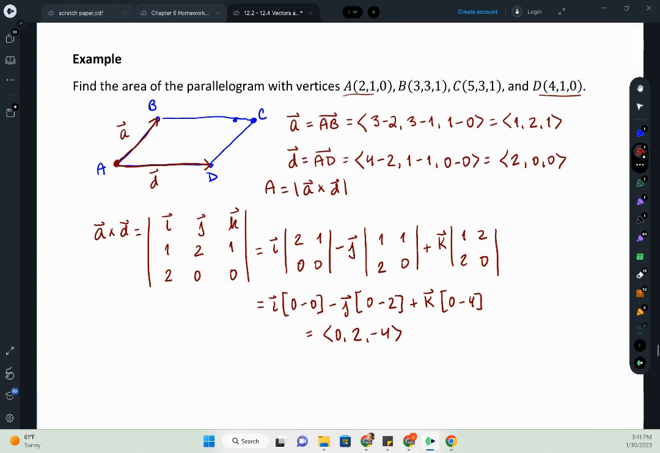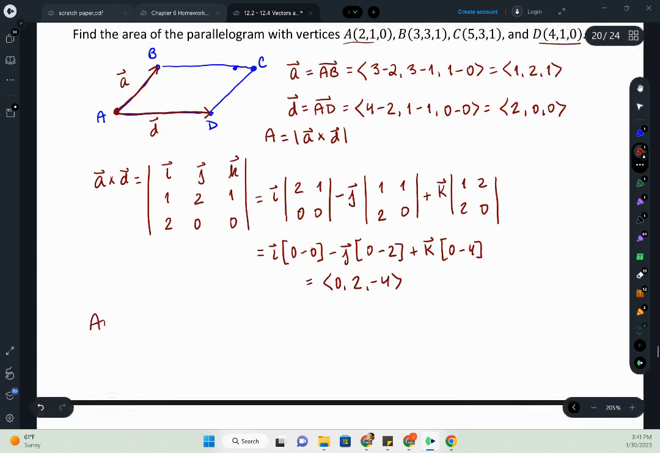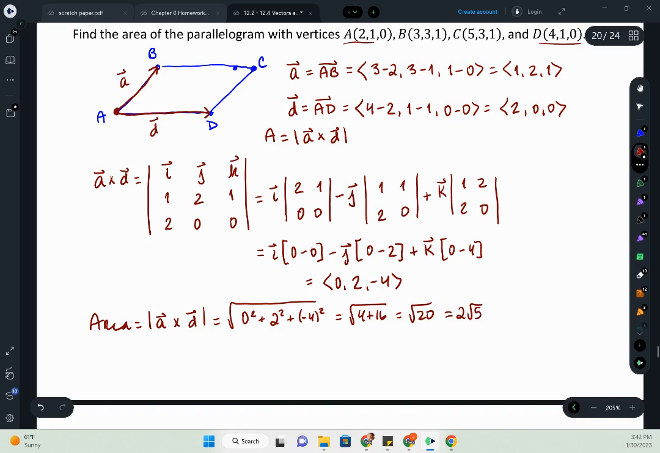Okay, I'm almost there. I just need to get the magnitude. So the area is equal to the magnitude of this vector I just found, not A cross B, but A cross D. So it's the square root of 0 squared plus 2 squared plus negative 4 squared, which gives me the square root of 4 plus 16, or root 20. We could also write this as 2 square root of 5, but either way, one is totally correct. Okay, so that's the area of the parallelogram that would be formed with these vertices.